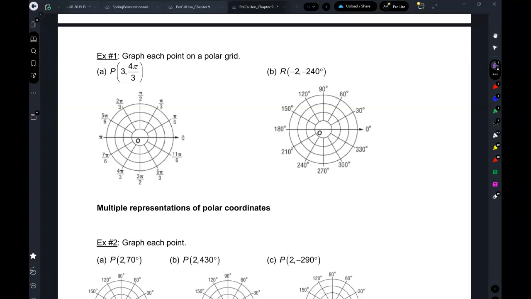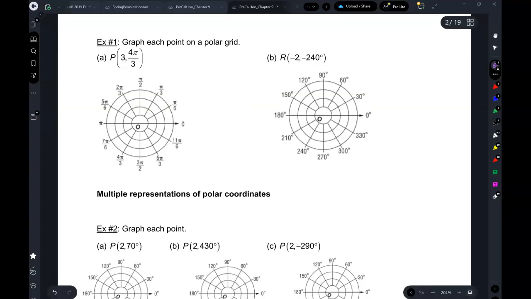Okay, so here we go. 3 comma 4 pi over 3. From here, we rotate to 4 pi over 3, which is down at the bottom here. And then we go 3 units out. Each one of these concentric circles is 1 unit, so you go out 3 units, and that's where it is. So it's just a point. You're going radially out.